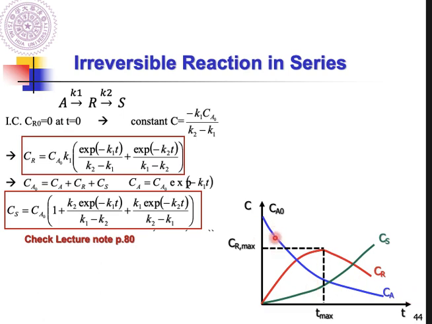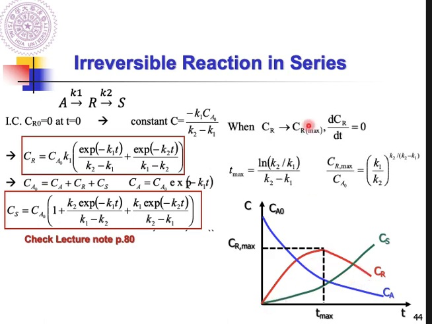Then we will focus on the Cr curve. When Cr reaches its maximum, dCr over dt equals 0. So use this relationship: we take the derivative of Cr with respect to t and set it equal to 0, so you can get t expressed like this. And bring this t maximum back to substitute for t, then you will get the Cr maximum.